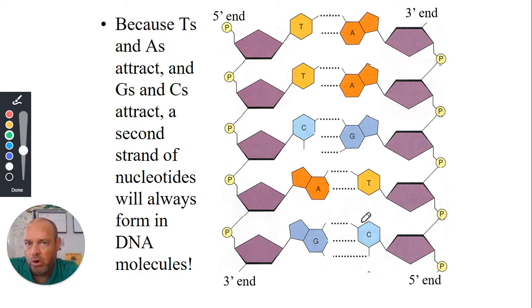Do you guys remember the word for that? That would be anti-parallel. Anti-parallel, they run parallel, but they're running in different directions. So 5 to 3 on one side and 3 to 5 on the other. Notice the sugar is even upside down. It's pointing down on the right-hand side.